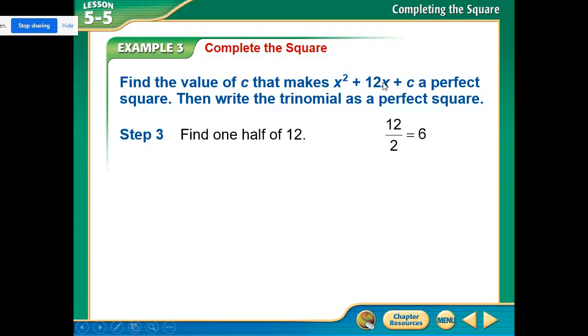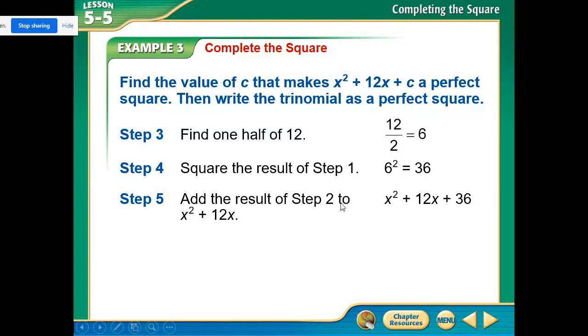All right, so we're going to take this 12, and here's step 3. We take 1/2 of 12, so 12 divided by 2 is 6. Then we take that number 6 and square it, which is 36. And 36 is the number that we're going to have to add in order to make this a perfect square. What I mean by that is this can be factored. Remember, we find two numbers that multiply to 36 and add to 12. And it's 6 times 6.